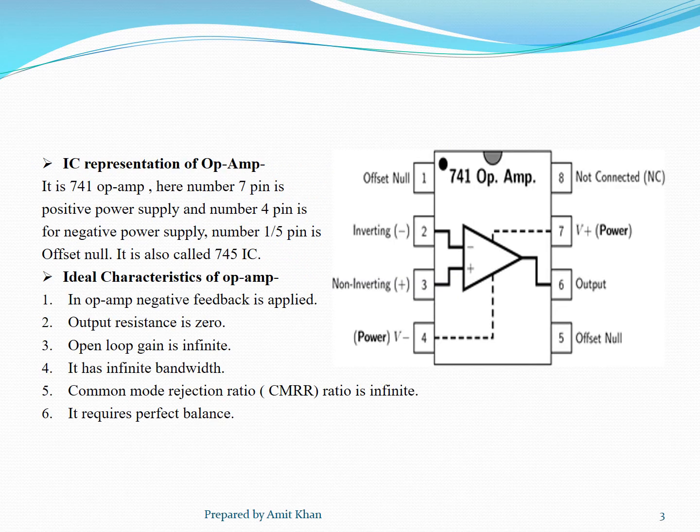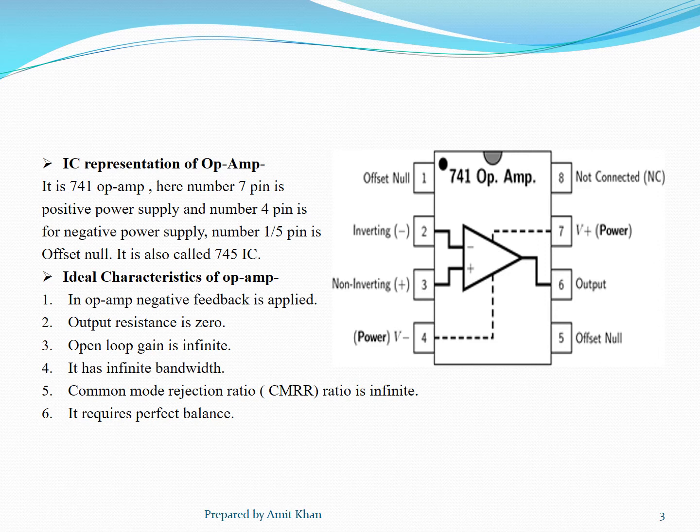This is the IC representation of op-amp. It is the 741 op-amp. Here pin number 1 and pin number 5 are offset null. Number 2 is the inverting input. Number 3 is the non-inverting input.